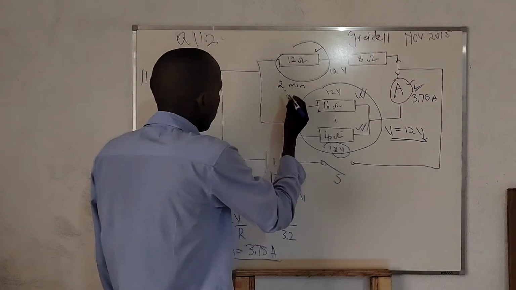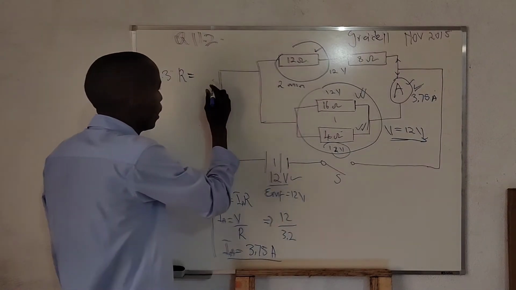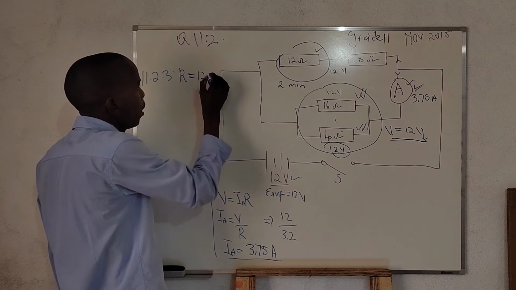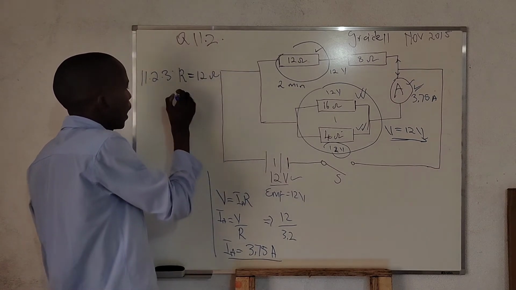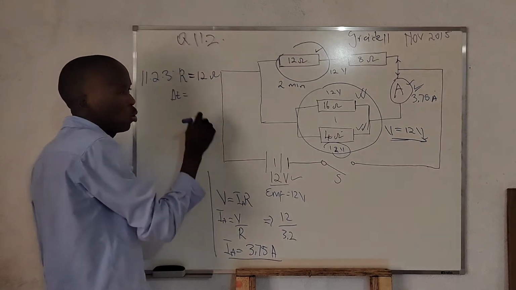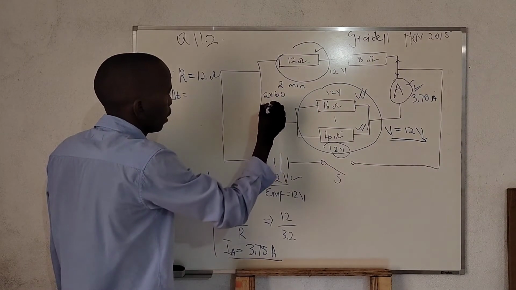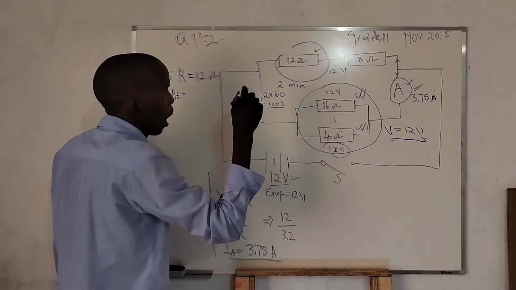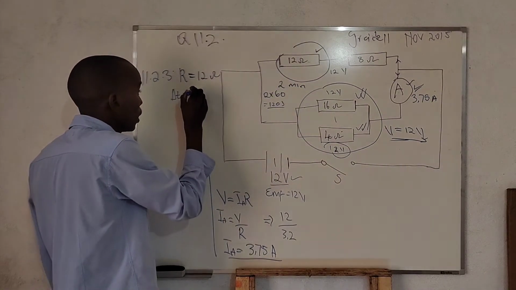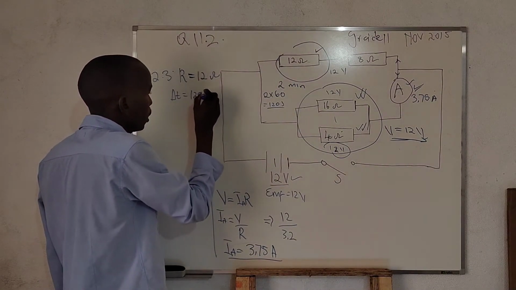So first of all, the resistance is 12 ohms, and the time is 2 minutes. 2 times 60 gives us 120 seconds. Remember, our time always has to be in what? In seconds. So we've got 120 seconds.